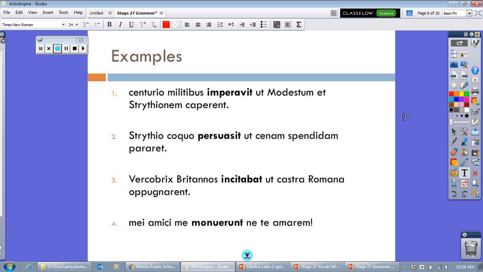Right, so there we have lots of indirect commands there. The verb of ordering, or persuading, or encouraging, or advising, followed by an ut or a nē, and then followed by a subjunctive verb. Notice that all of these subjunctive verbs in these examples, caperent, pararet, oppugnarent, amarem, are all imperfect subjunctive verbs. You're not likely to see the pluperfect subjunctive here.